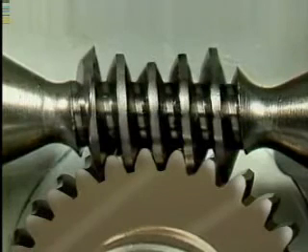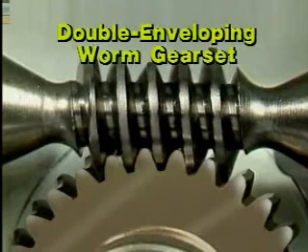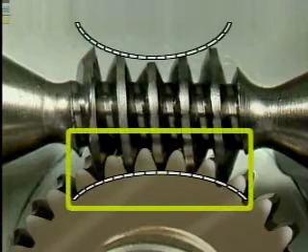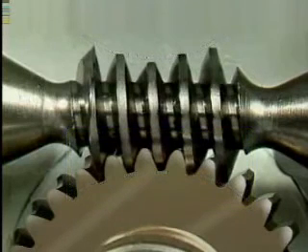Another type of worm gear set is the double enveloping worm gear set. In a double enveloping worm gear set, the worm is also throated so as to wrap partway around a throated gear. This arrangement further increases the contact between the worm and the worm gear. So this type of gear set can carry even larger loads than a single enveloping worm gear set of the same size.